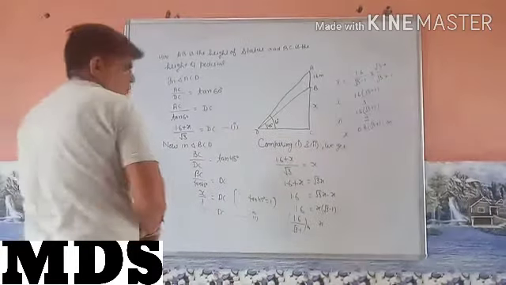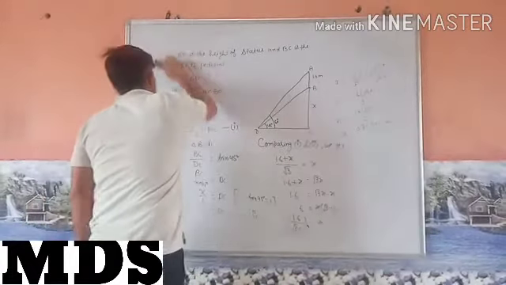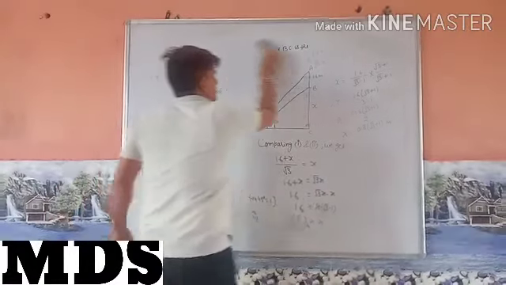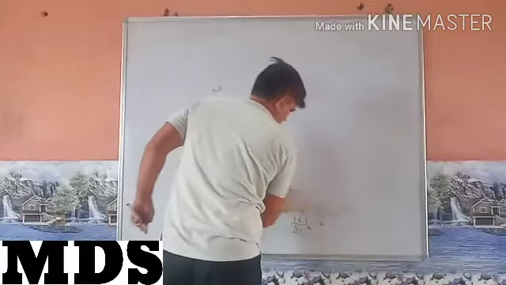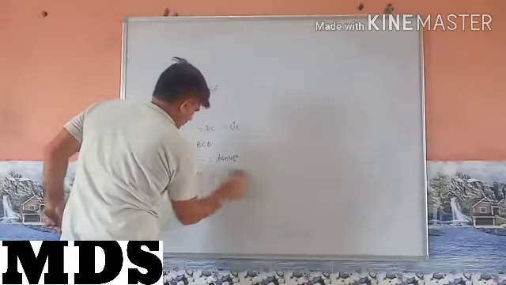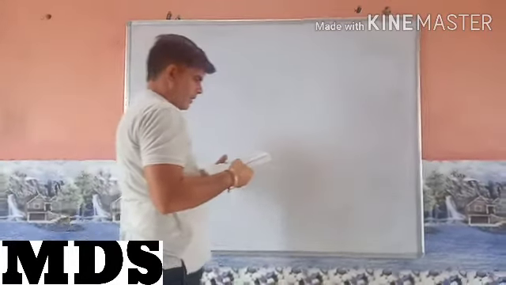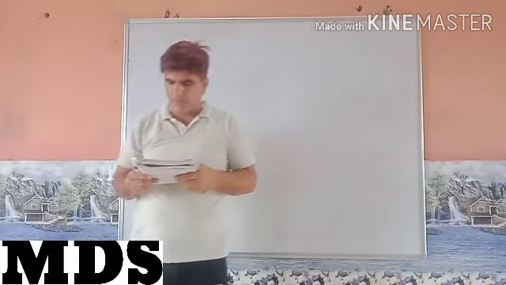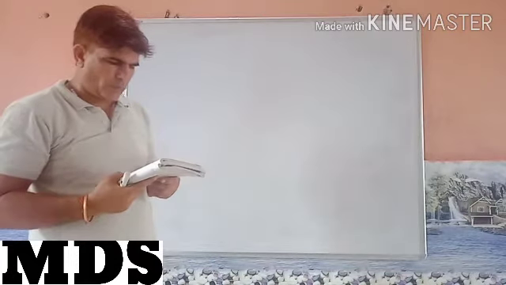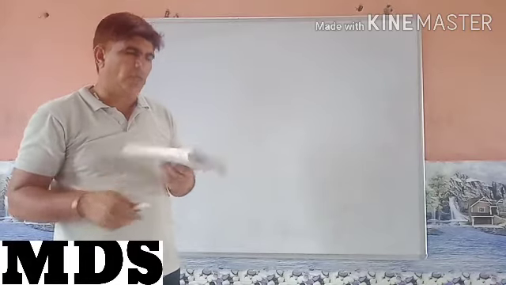So one more question we can solve. Question number 9. All of you understood this easily. Erase it. The angle of elevation of the top of a building from the foot of the tower is 30 and the angle of elevation of the top of the tower from the foot of the building is 60. If the tower is 50 meter high, find the height of the building.